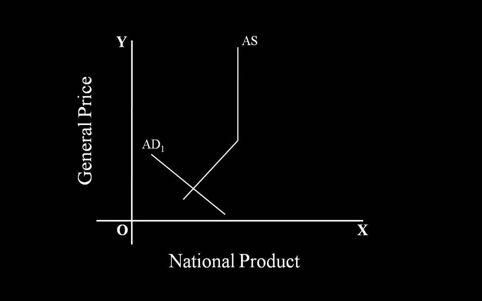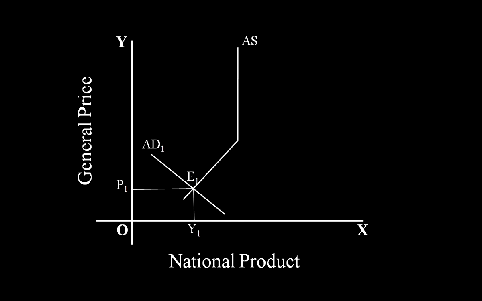To begin with, the economy is in equilibrium at E1, where the aggregate demand curve AD1 cuts the aggregate supply curve AS. The general price level is P1. The national product is Y1. What all is produced is absorbed by the community. Hence, the economy is in equilibrium at E1.